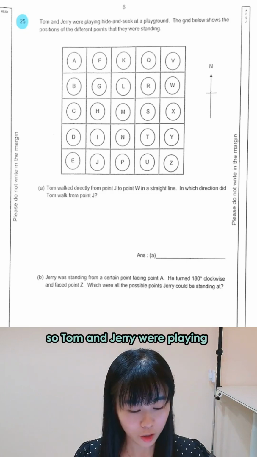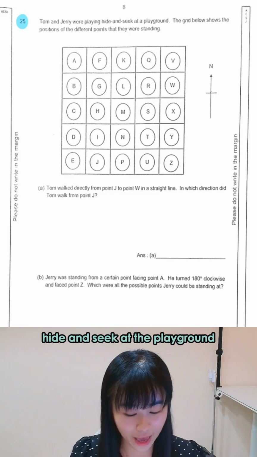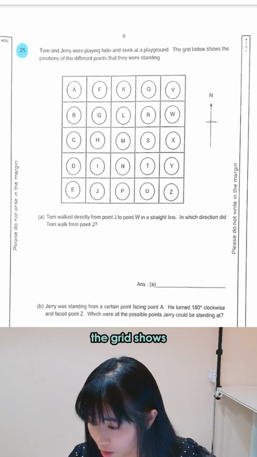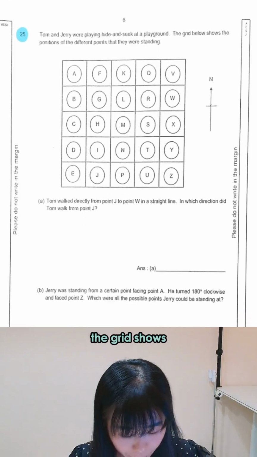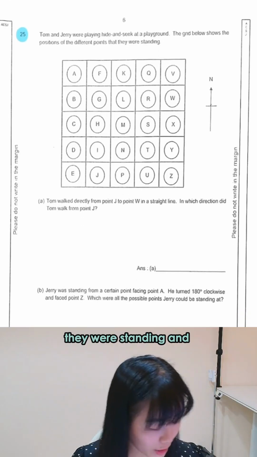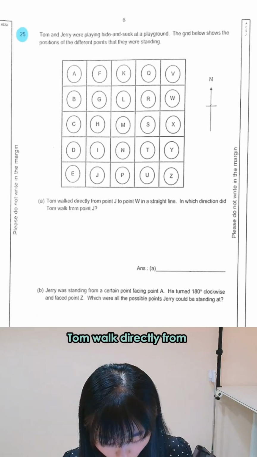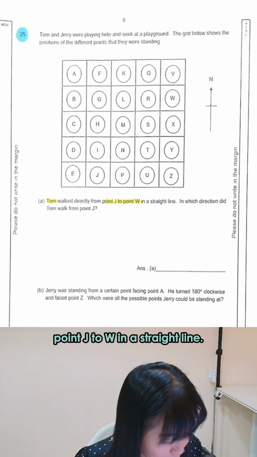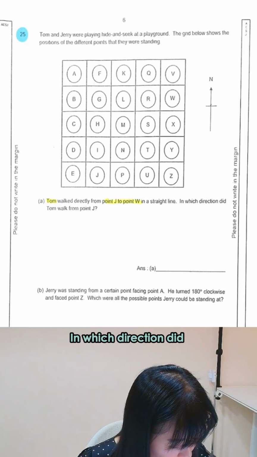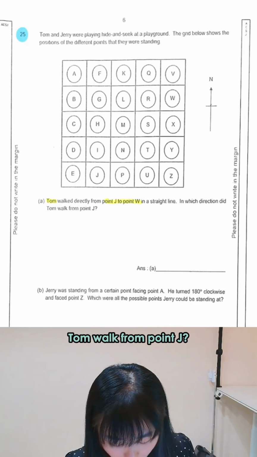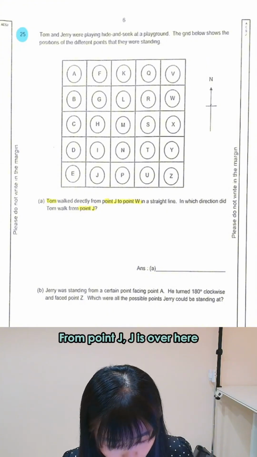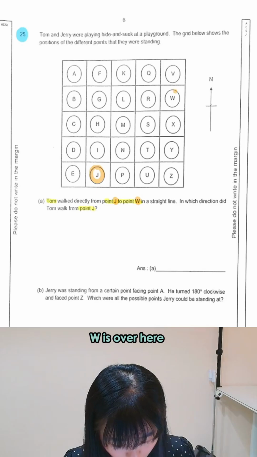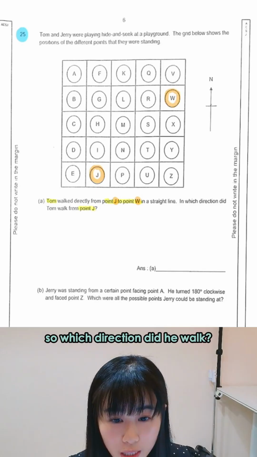Question 25. Tom and Jerry were playing hide and seek at the playground. The grid shows the positions of the different points they were standing, and Tom walked directly from point J to W in a straight line. In which direction did Tom walk from point J? From point J is over here, right? W is over here. So which direction did he walk?